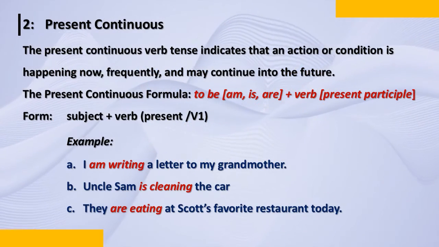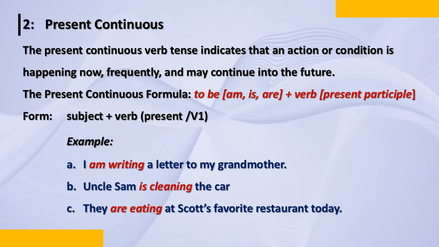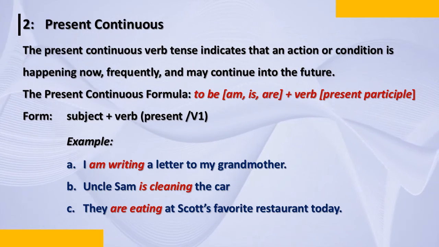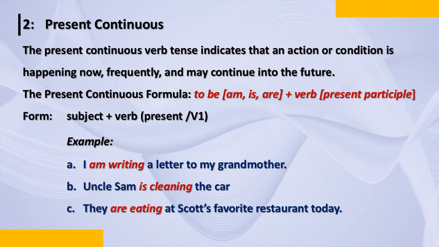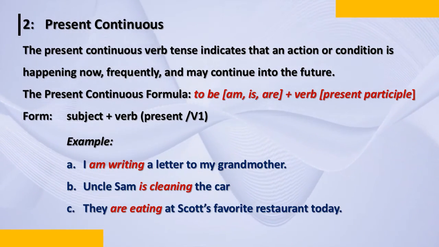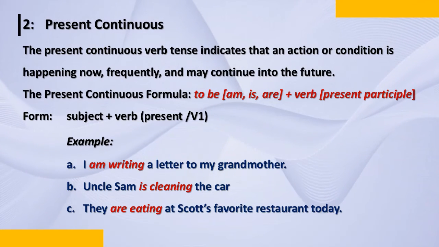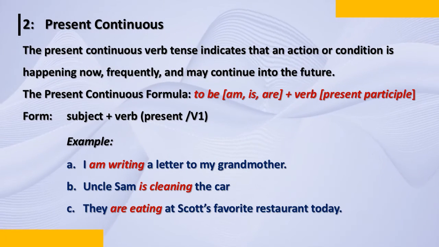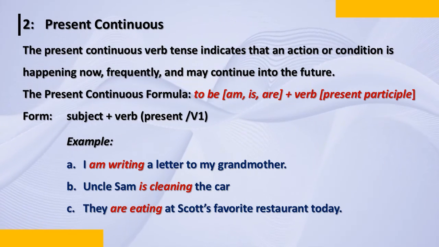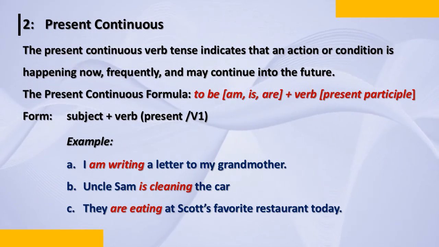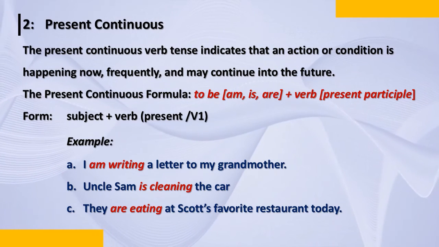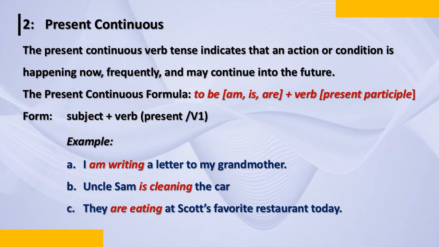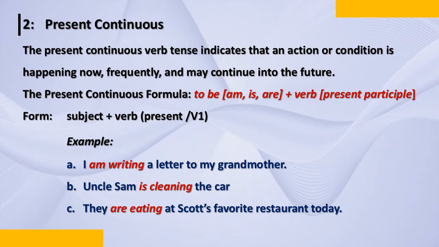Present continuous. The present continuous verb tense indicates that an action or condition is happening now, frequently, and may continue into the future. In the first case, it was happening now, or it is regularly happening. But here, it can continue in the future also. It can continue tomorrow also. I am writing a letter to my grandmother. The present continuous formula: to be, am, is, or are, plus a verb. The verb is a present participle.